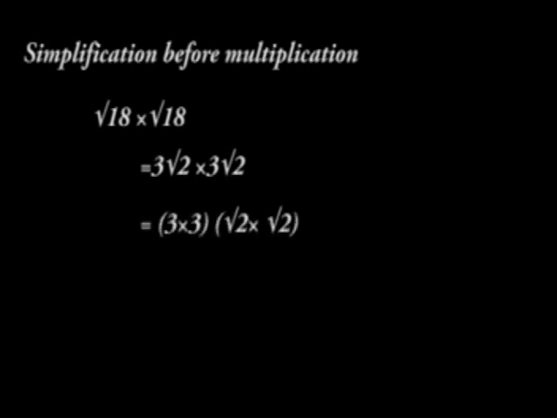Surds should be simplified before multiplication. For example, this should first be written as 3 root 2 times 3 root 2, and then we end up with 9 root 4, which is equal to 9 times 2, giving us 18.